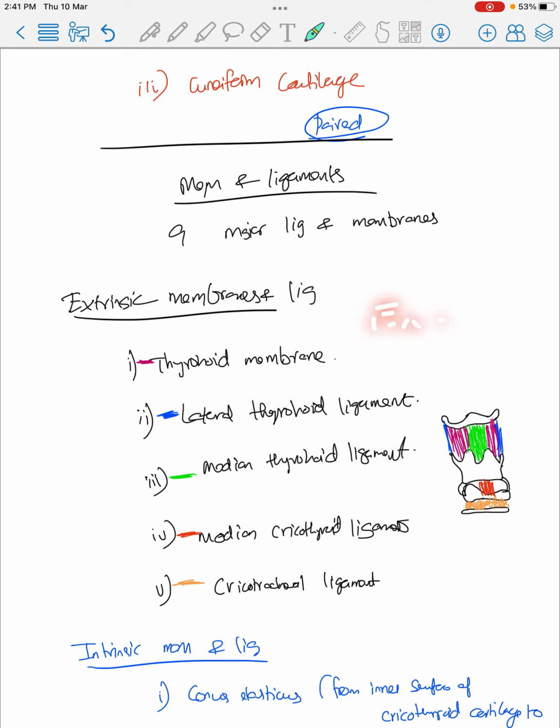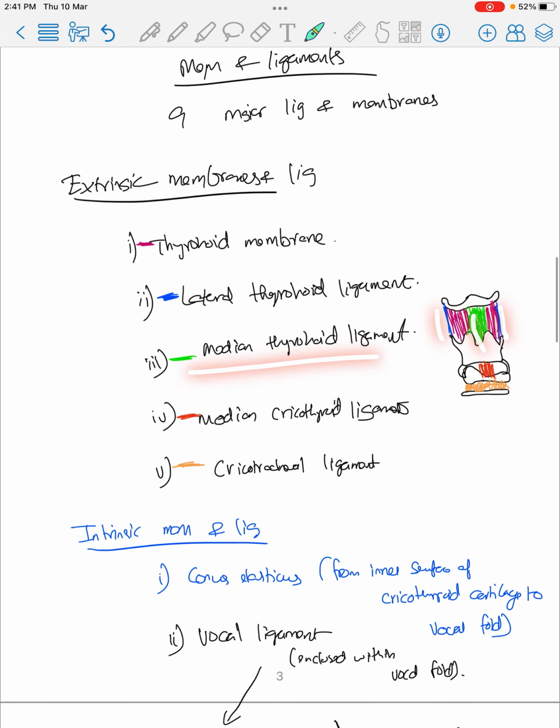Extrinsically it's membranes and intrinsically it's muscles. Okay, now first the thyroid membrane, it attaches the hyoid bone with the thyroid. You can see it is represented in the pink. Then the lateral thyroid membrane, you can see represented in the blue color on the lateral side. Then median thyroid ligament, this is the median thyroid ligament.